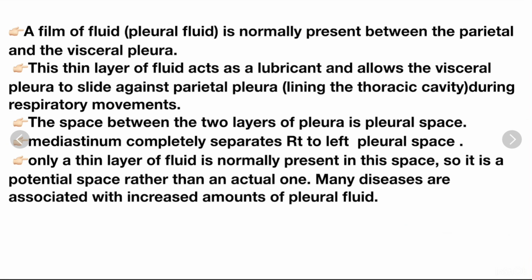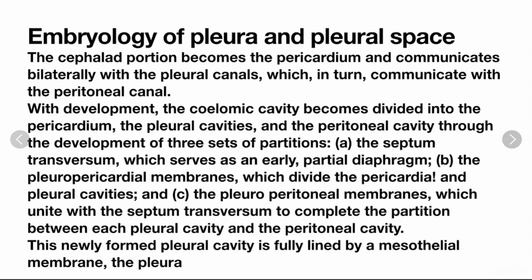The right and left pleural spaces are completely separate, separated by the diaphragm and mediastinum. They are not connected to each other. Only a thin layer of fluid is normally present in this space, so it is a potential space. A potential space is a space where two layers are opposed to each other, and there is minimal fluid in between. So it is a potential space rather than an actual one. Many diseases are associated with an increased amount of pleural fluid.